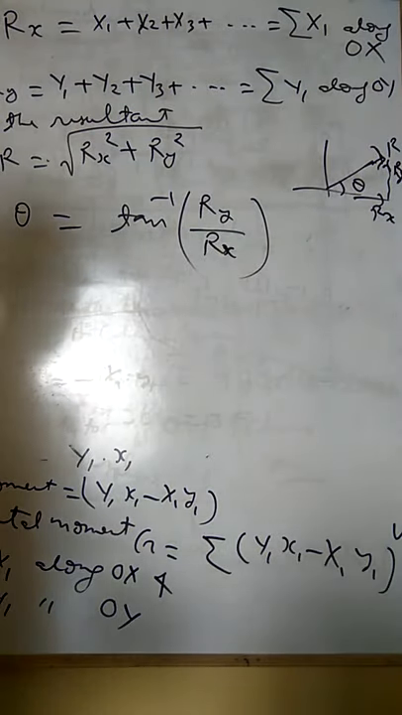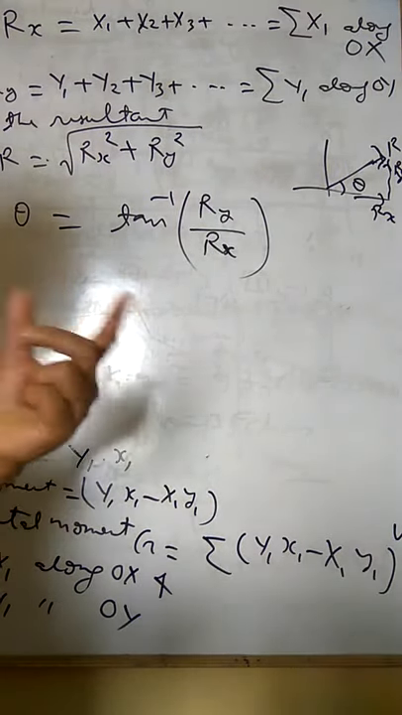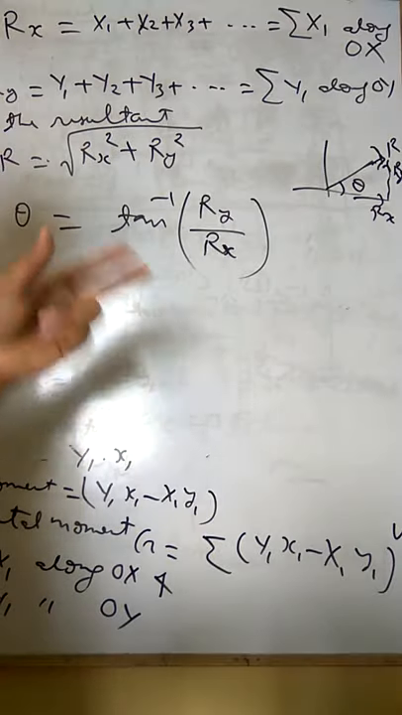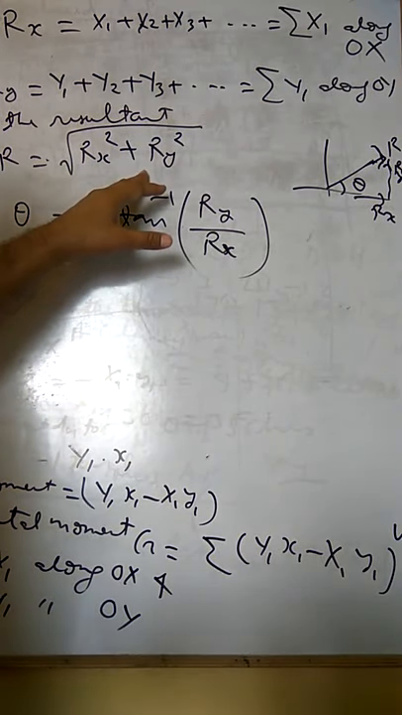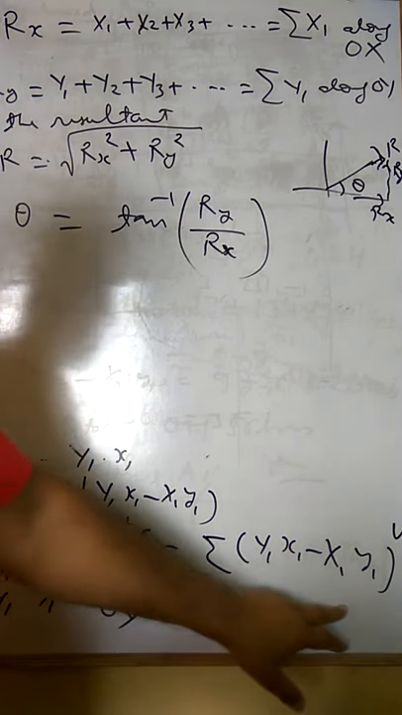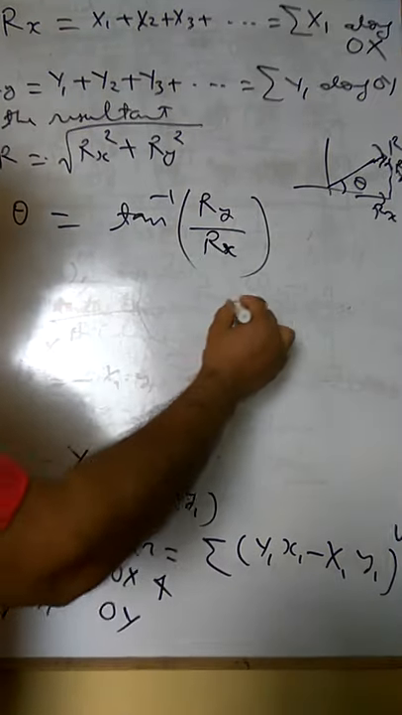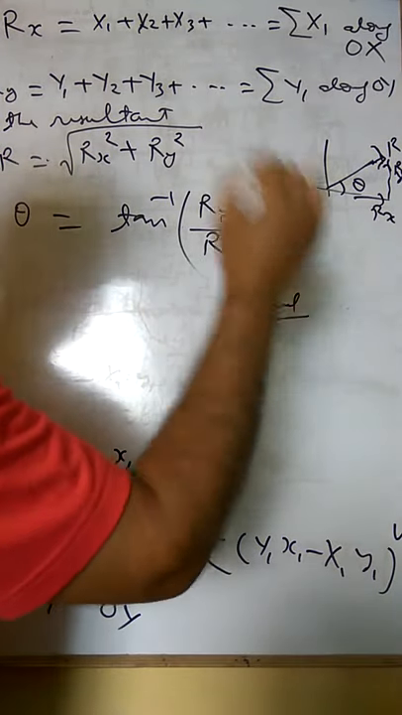Hence, we have proved that the system of coplanar forces acting on a rigid body is reduced to a single force R through a point and a couple G. So it is proved. Thank you.